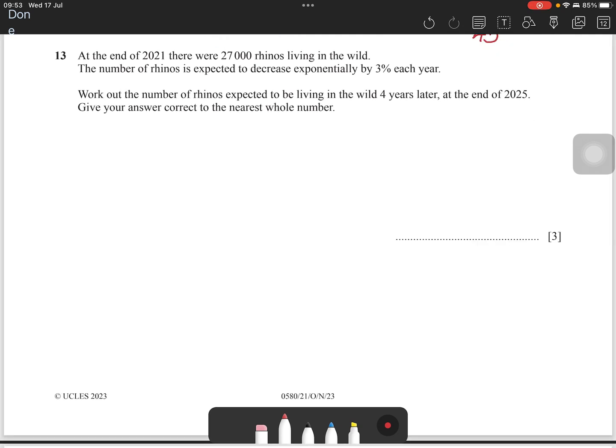Question 13. At the end of 2021, there were 27,000 rhinos living in the wild. The number of rhinos is expected to decrease exponentially by 3% each year. Work out the number of rhinos expected to be living in the wild 4 years later, at the end of 2025. Give your answer correct to the nearest whole number.